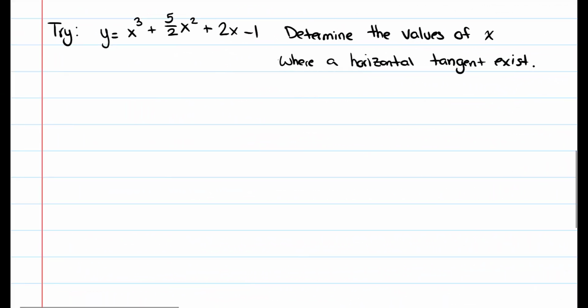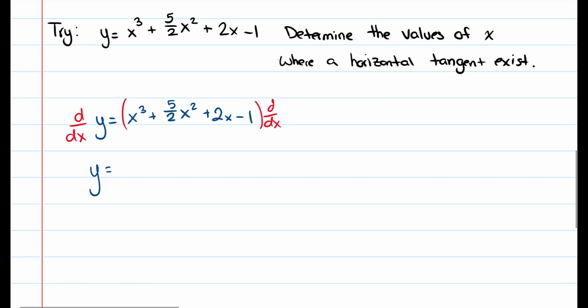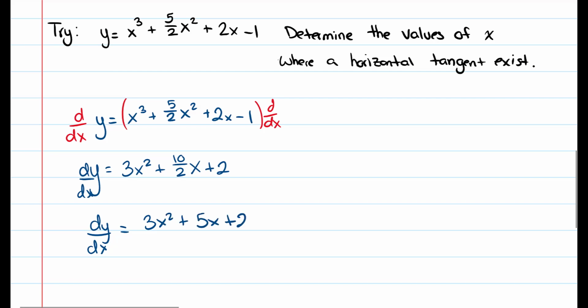All right, here we go. We have y = x^3 + 5/2 x^2 + 2x - 1. And we need to take the derivative with respect to x from both sides. So we get 3x^2 + 10/2 x + 2. It should be dy/dx. dy/dx = 3x^2 + 5x + 2.